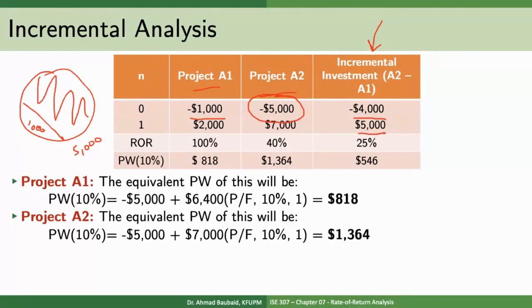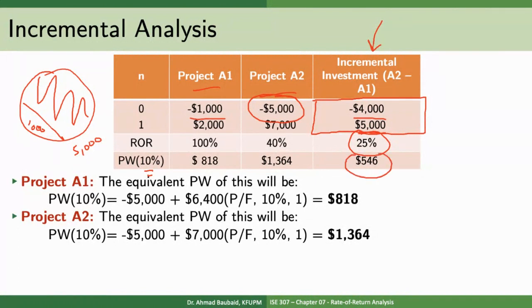I also notice that it's going to get me an additional $5,000 in return. Now, if I look at this cash flow, I can compute its rate of return, and that turns out to be 25%. I can also compute the present worth of this investment at 10%, at the MAR, and I get this value here.